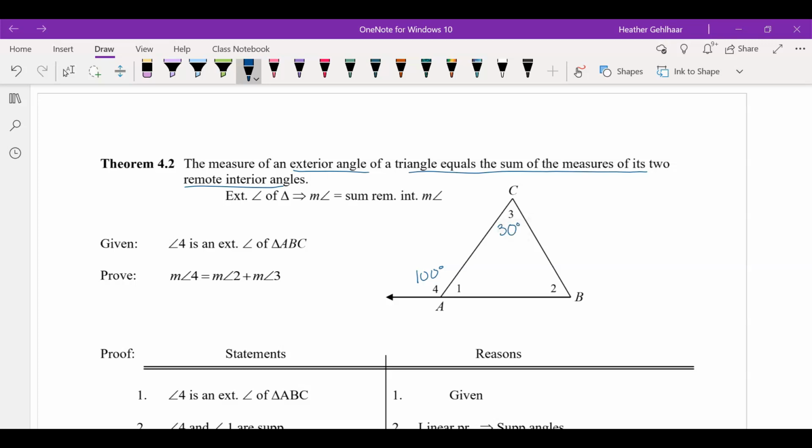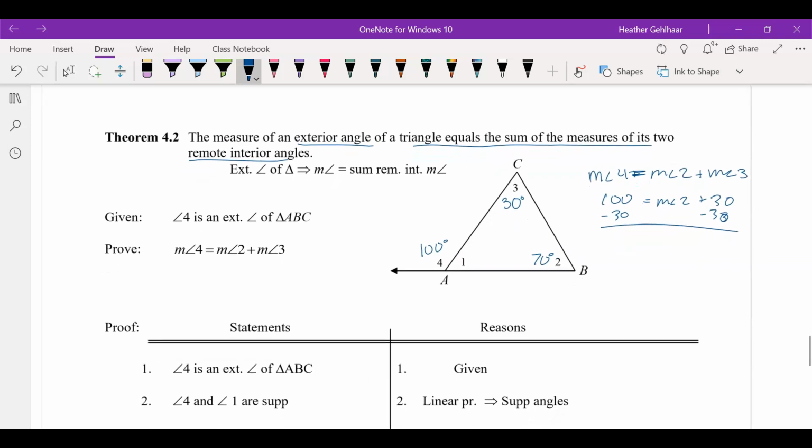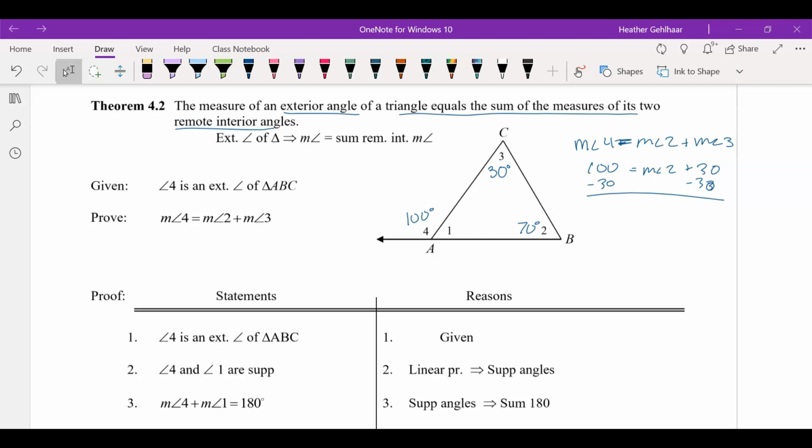Okay, the measure of angle 2, we know because the measure of angle 4 equals the measure of angle 2 plus the measure of angle 3. The measure of angle 4 is 100 equals the measure of angle 2, since we don't know what it is, plus 30. We'll subtract 30, right, and we get 70 degrees. So that's what it's saying here. Now, that's not always going to be congruent, right, because here we have 30 and 70. Sometimes it might be the case, sometimes it won't be.